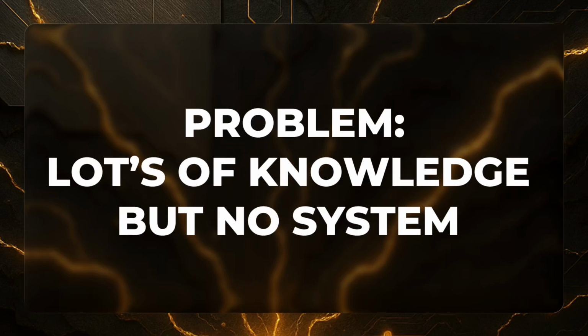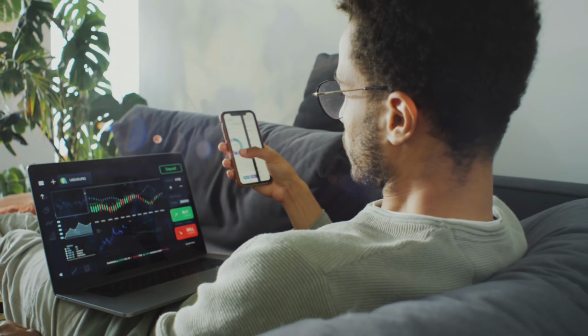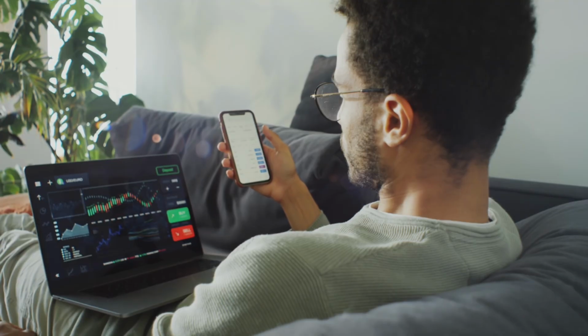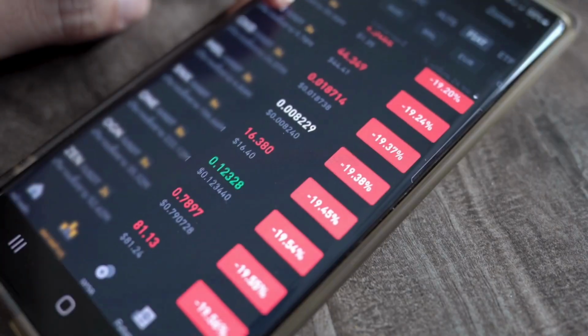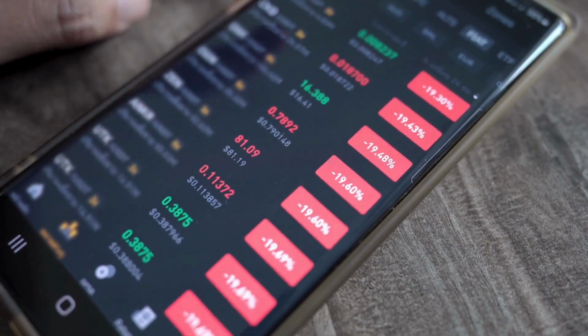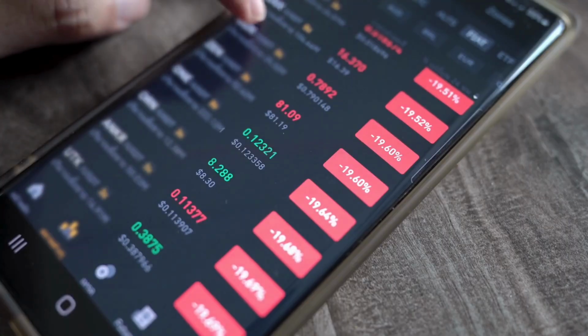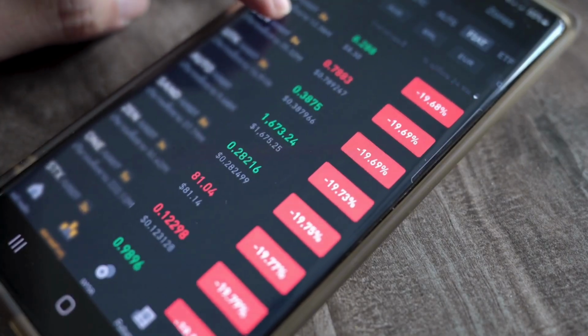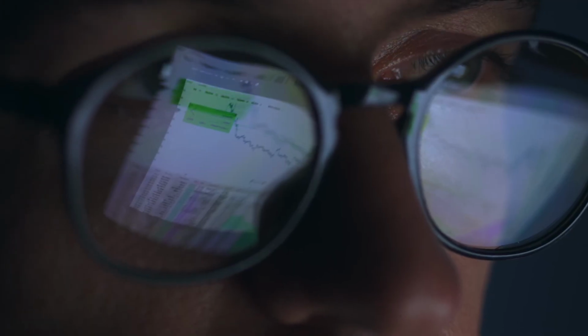Problem: lots of knowledge, but no system. By this point, you have everything needed for trading. Know how to determine trend and flat, understand where to look for levels and zones of interest, can read price behavior and see patterns, know how to calculate stop loss and manage risk, understand how to choose time frame.